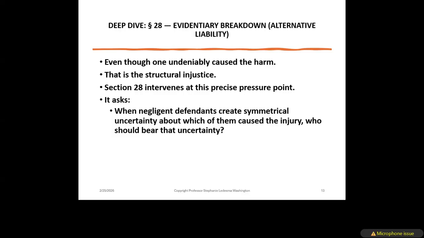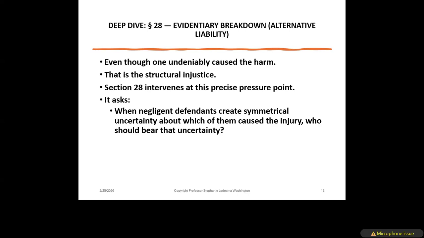Section 28 intervenes at this precise pressure point. Section 28 asks this question: when negligent defendants create symmetrical uncertainty about which of them caused the injury that harmed the plaintiff, who should bear the uncertainty? Well, Section 28 answers this question by saying it should be the defendant.